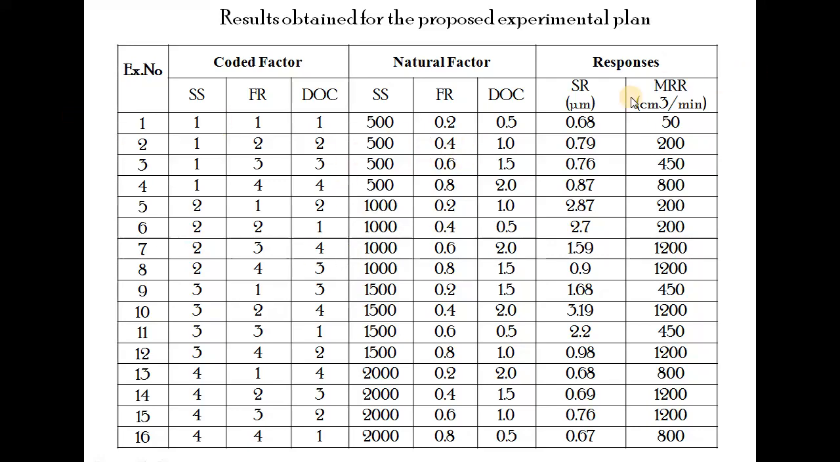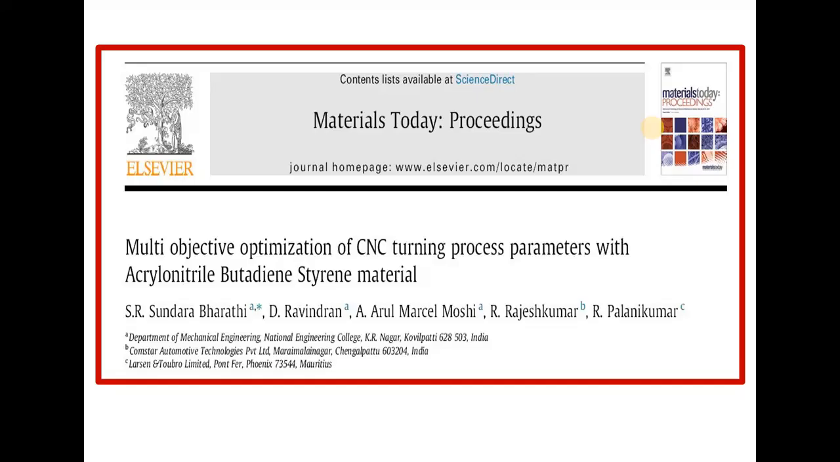These are the output responses. In this case you have to choose surface roughness and MRR. Surface roughness is calculated using a surface roughness tester. MRR, material removal rate, is calculated from a formula. This particular work was already done and published in the materials today proceedings through the Triple M conference, NIT Trichy.